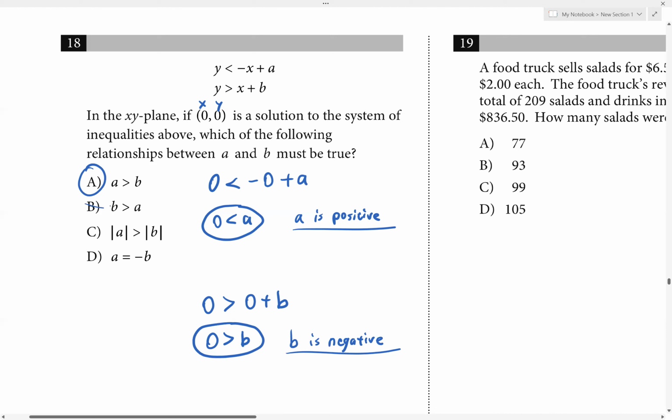So B doesn't make sense, and then C, we don't know, right? If we take the actual values, it could work, but not always. Okay, if a is like 1 and b is like -2, right? We do the absolute value, it will be 1 is greater than 2, that's not true. Okay. And then D, a equals negative b, not necessarily. Okay, a could be 1, b could be -2, right? So that won't be equal. Okay. Yeah, so A is our answer for number 18.